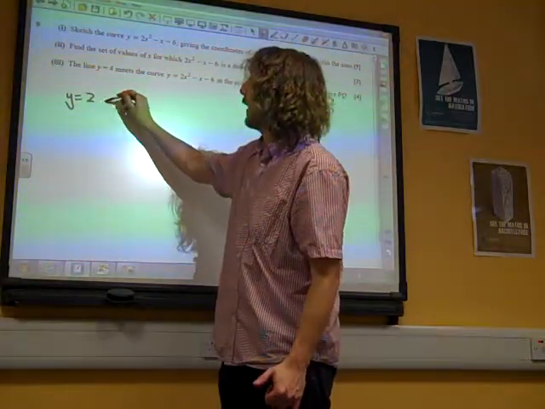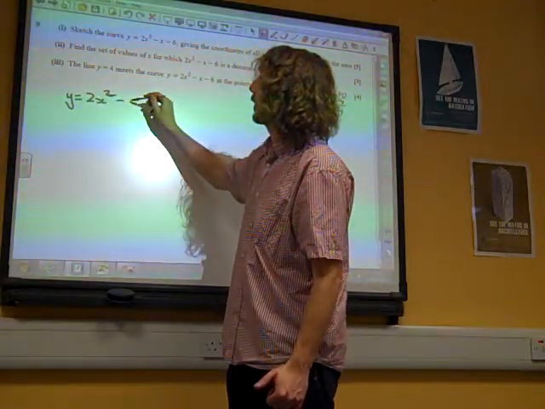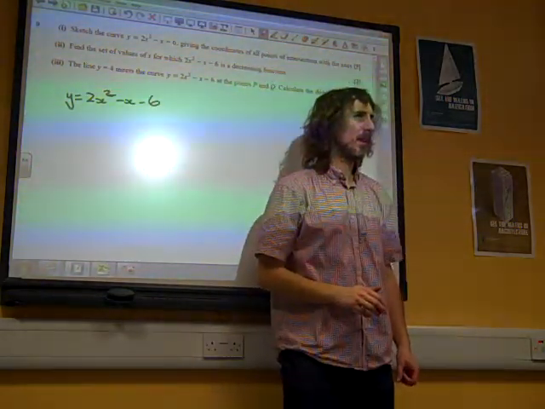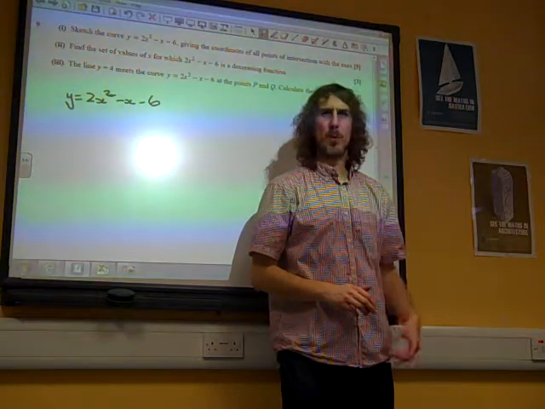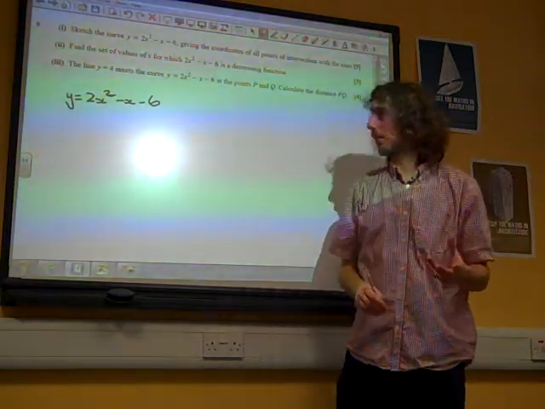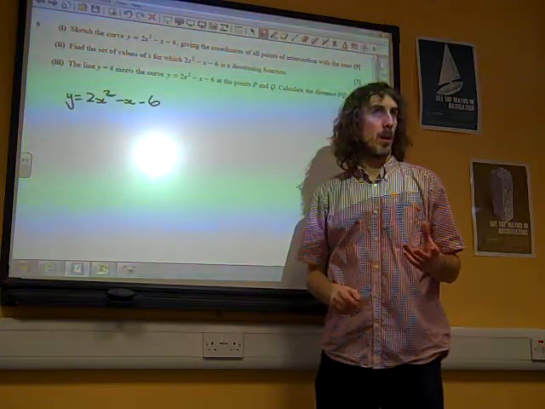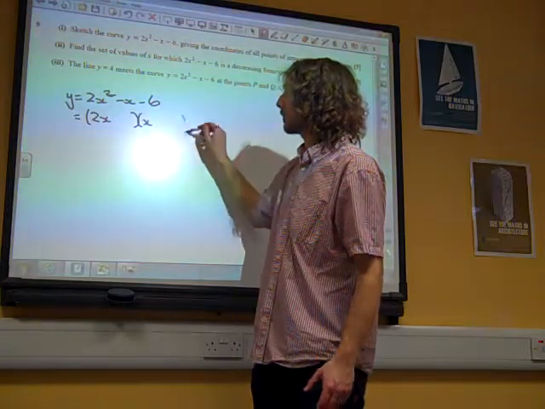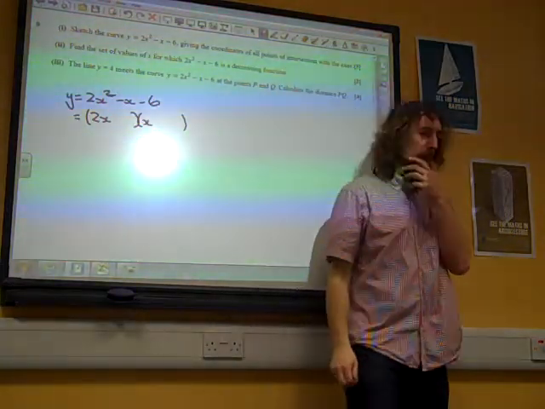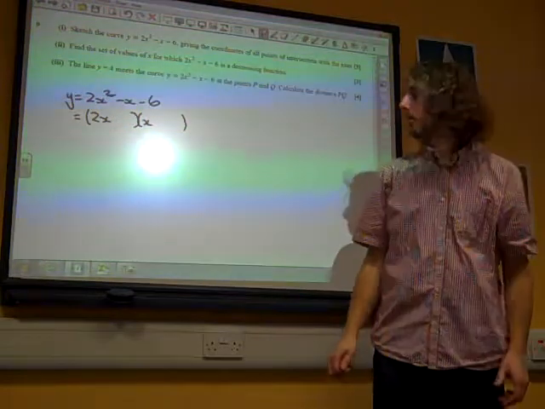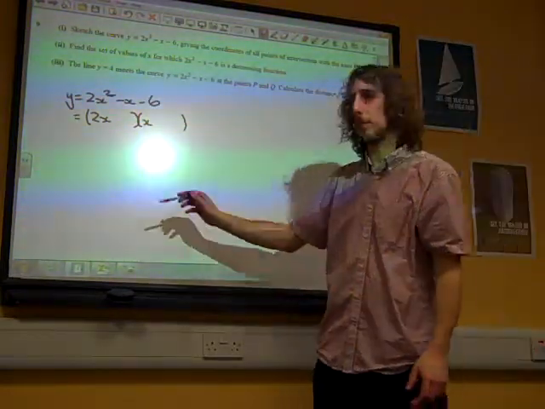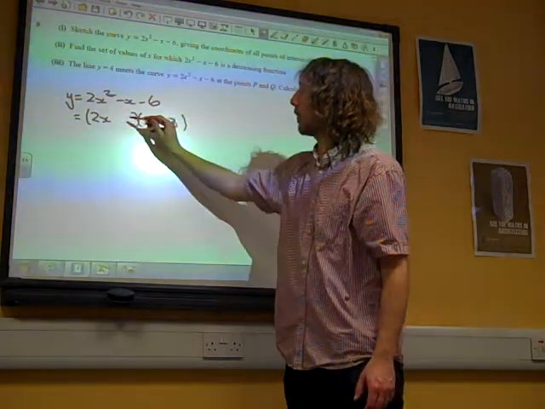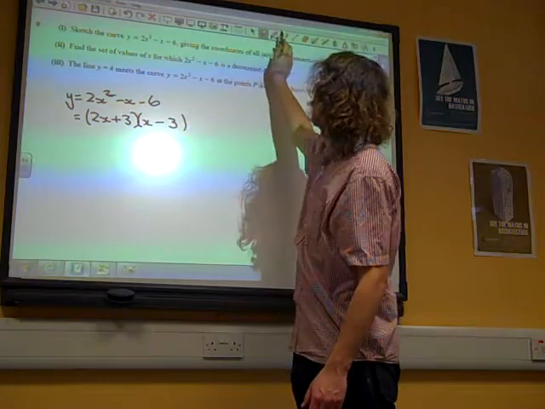Y equals 2x squared minus x minus 6. That factorises. Again, you don't try and complete the square or anything like that. You can just factorise this. It's quite an easy one to factorise, isn't it? 2x and x. And then we have to have a 3 and 2 probably. Is that a minus 3 and a plus? No, sorry, it must be plus 3 and minus 2 there and there.